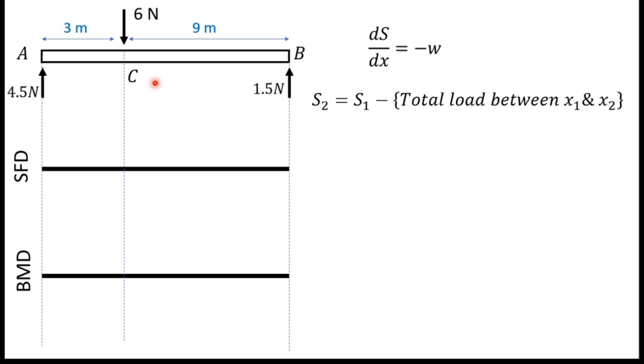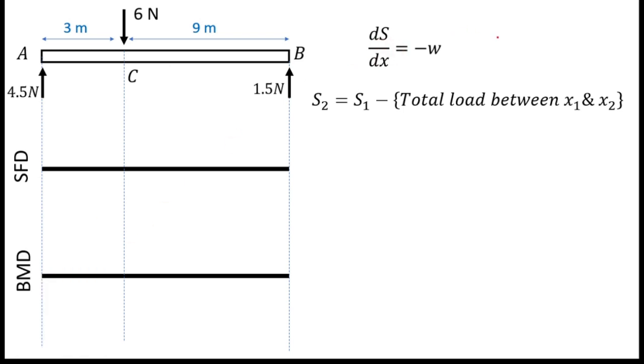Okay, first I am going to draw shear force diagram. This is the ds over dx equals minus w. This is the slope of shear force diagram, and this w means distributed load. So as you can see, in this beam there are no distributed loads. That means this w becomes 0. That means ds over dx equals 0. Slope of shear force diagram equals to 0.